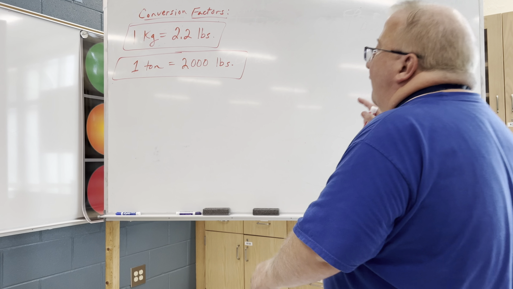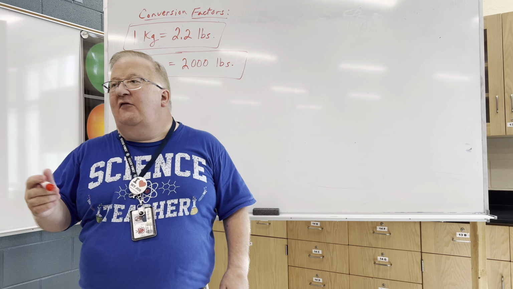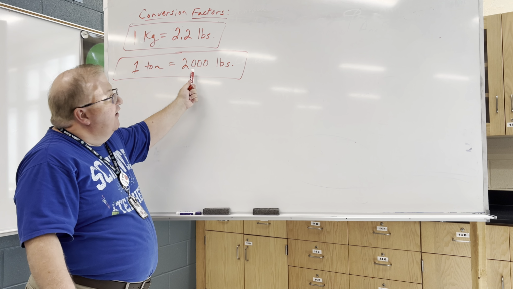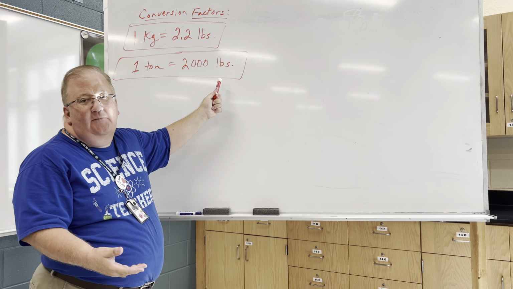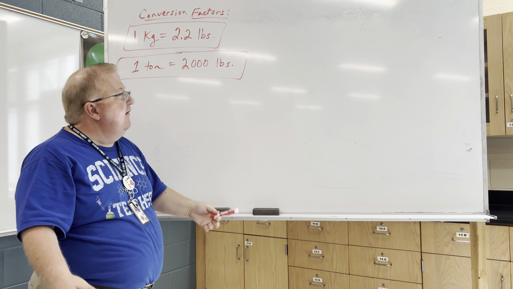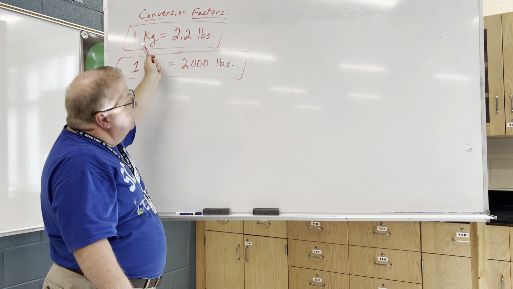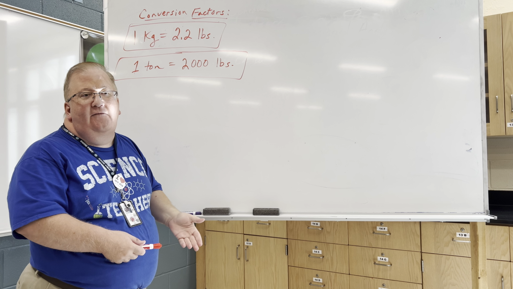Okay, here's another dimensional analysis or factor label problem. Let's say that we know that 1 ton is equal to 2,000 pounds. That's a conversion factor. That's an equivalency, right? If we know 2.2 pounds are in a kilo, that's called a conversion factor.